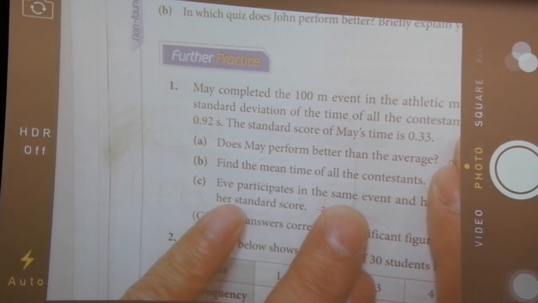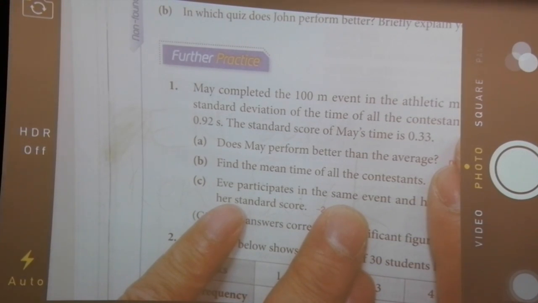However, in this example, because we are talking about the time to complete the race, the longer the time, the poorer the performance.